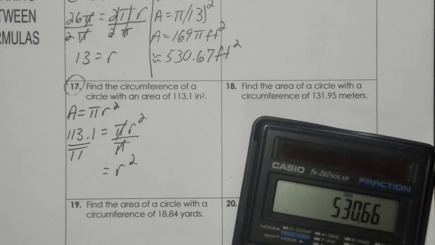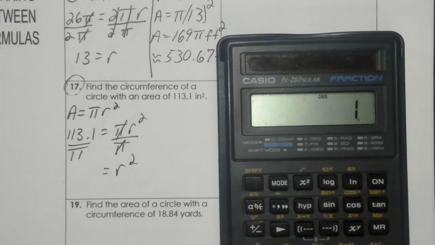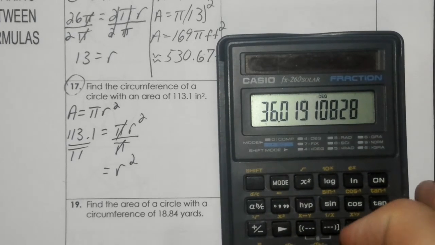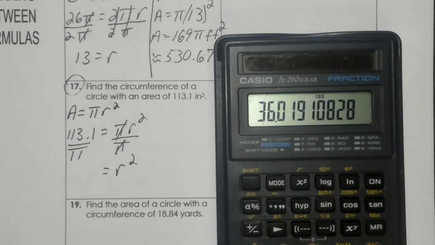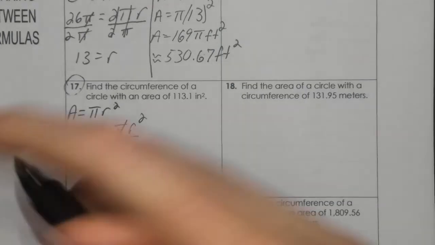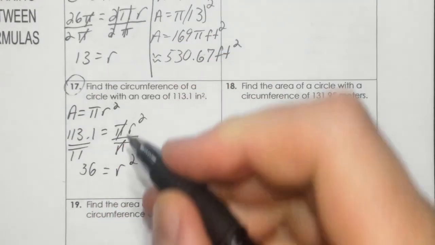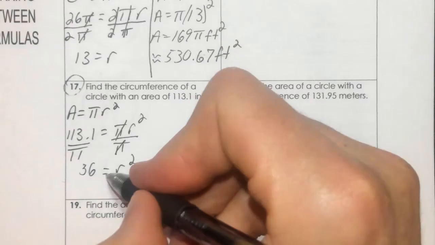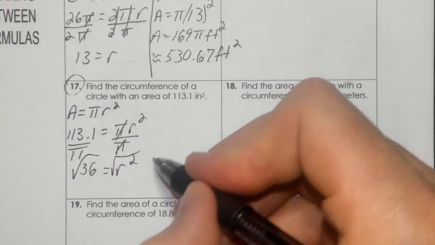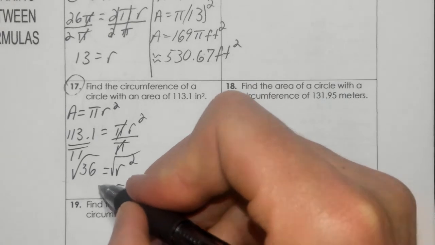If your calculator has a pi button on it, I want you to use that. If it doesn't, 113.1 divided by 3.14 gets you really close to 36. If you divide by actual pi, it is exactly 36. So I'm just going to use 36. That'll make this easier because I know that my next step is the square root of both sides. And when I do that, I get r is 6.